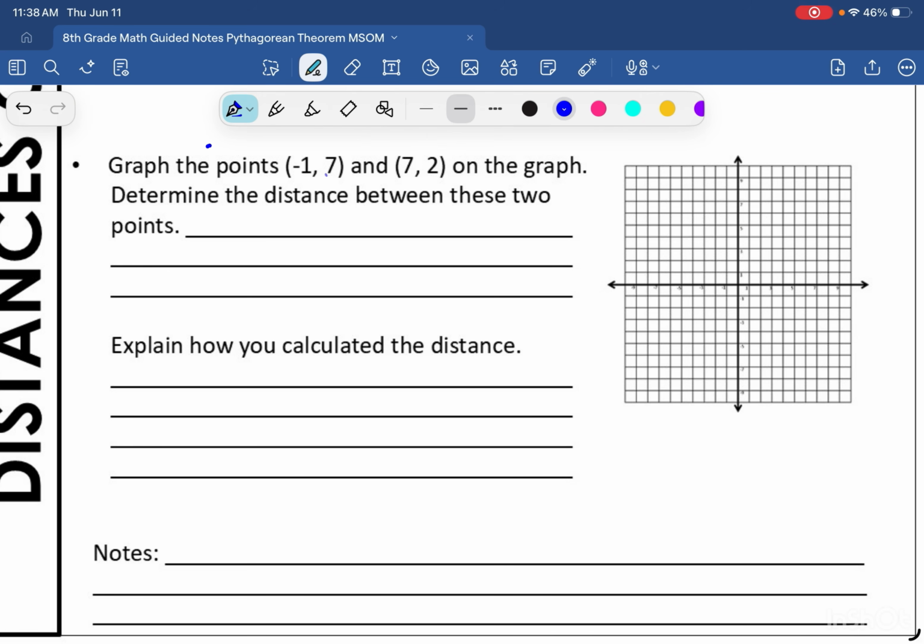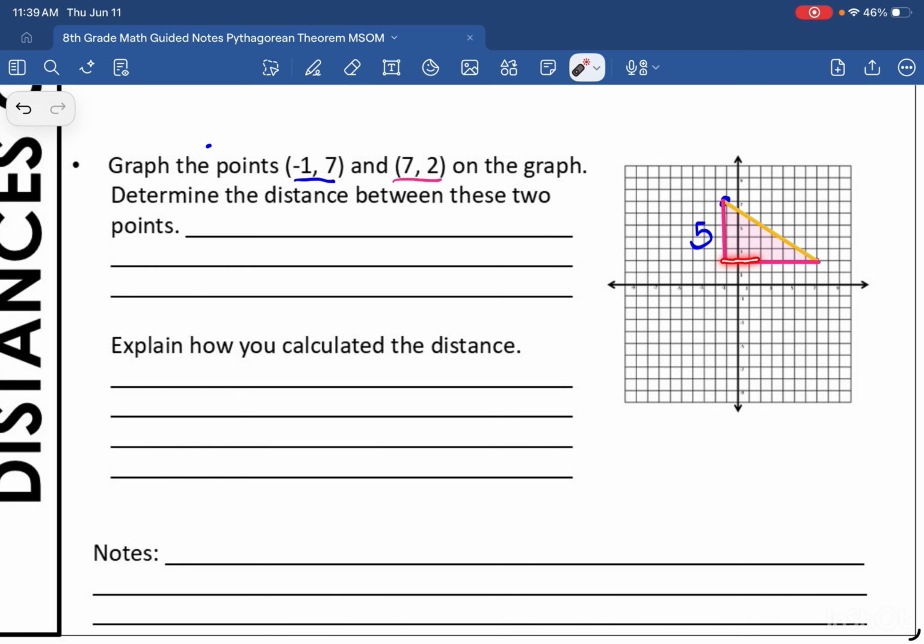It says graph the points negative 1, 7, which is right here, and 7, 2 on the graph. We want to determine the distance between the 2 points, which would be this distance right here. I'm going to create a triangle to figure out the length of the legs there. I'm going to count the lengths of the legs. So 1, 2, 3, 4, 5. That length is 5. And then the horizontal length down here at the bottom is 1, 2, 3, 4, 5, 6, 7, 8. And I want to figure out the length of that distance right there.